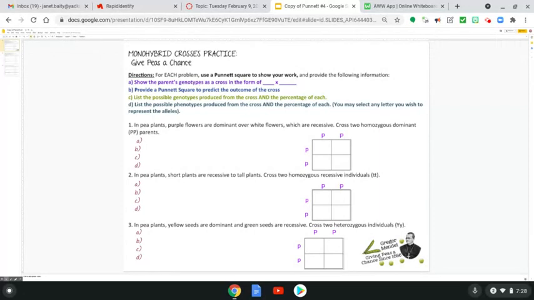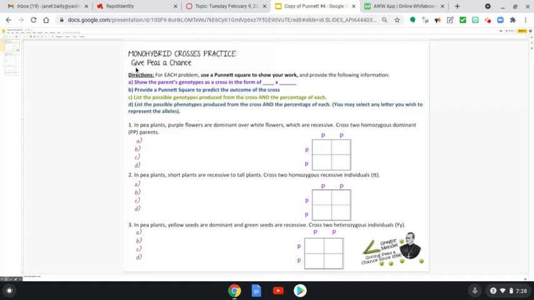Remember, genotype means letters. So here we have, in pea plants, purple flowers are dominant over white flowers, which are recessive. Cross two homozygous, which means they're the same, dominant parents. It gives you the letters here. So you've got PP crossed with PP. Dominant P, dominant P, dominant P, dominant P.